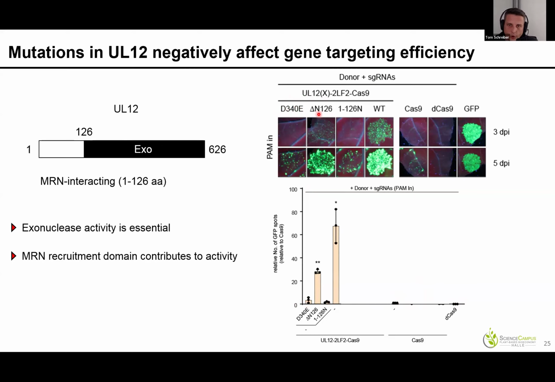We also deleted the first 126 amino acids to see the impact of this. And you see there's still high activity, but it drops down by half, let's say. So there's a contribution. But if we only use the N-terminal domain and fuse it to Cas9, there's almost no change. So we can conclude that the exonuclease activity is absolutely essential for this increase in gene targeting efficiency, and that the N-terminal region has a minor contribution to that.